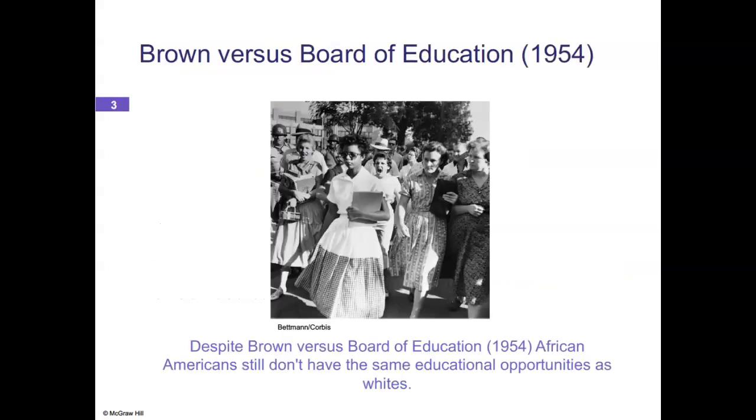So here's an example. Brown versus the Board of Education in 1954. What is the issue in this photograph? We have a bunch of white people in the background screaming and yelling. You can see there's some military in the top left-hand corner. And the issue is whether African Americans and white people should go to school together. That's the issue. And there's arguments on both sides.